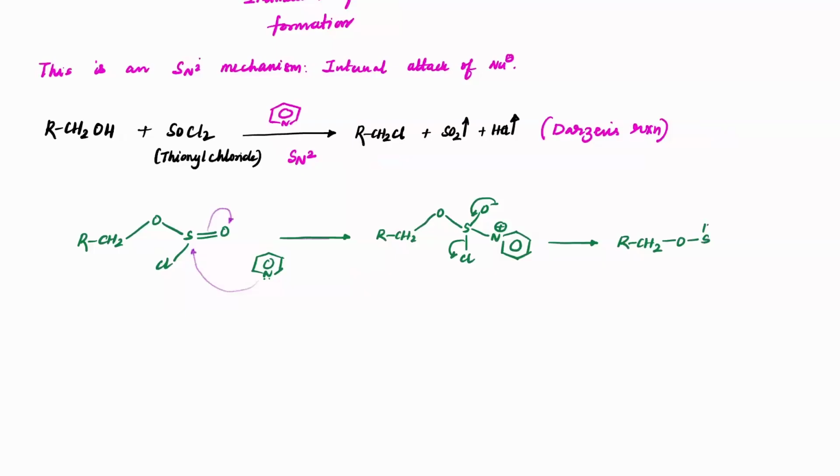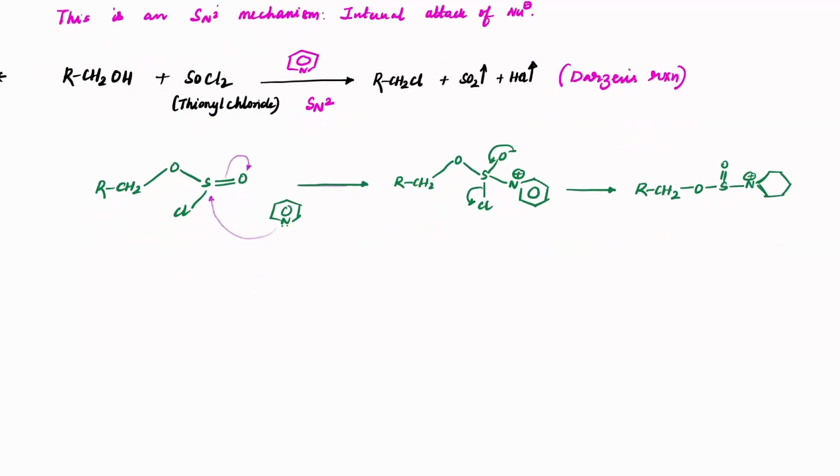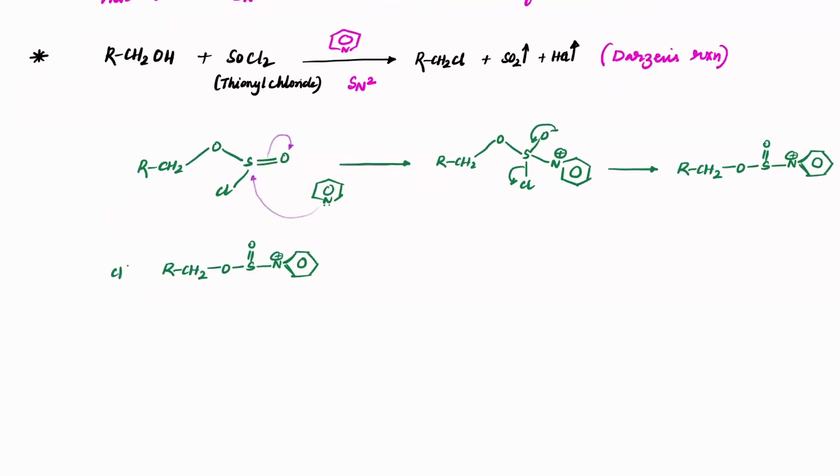RCH2O S double bond O with pyridinium salt here with plus charge. This is connected like this, okay? And now we have Cl minus available. So you can see now we have Cl minus available to attack. So this time Cl minus will go, right, sorry, the lone pair from here will be pushed into this form. Cl minus will attack and this bond will go.